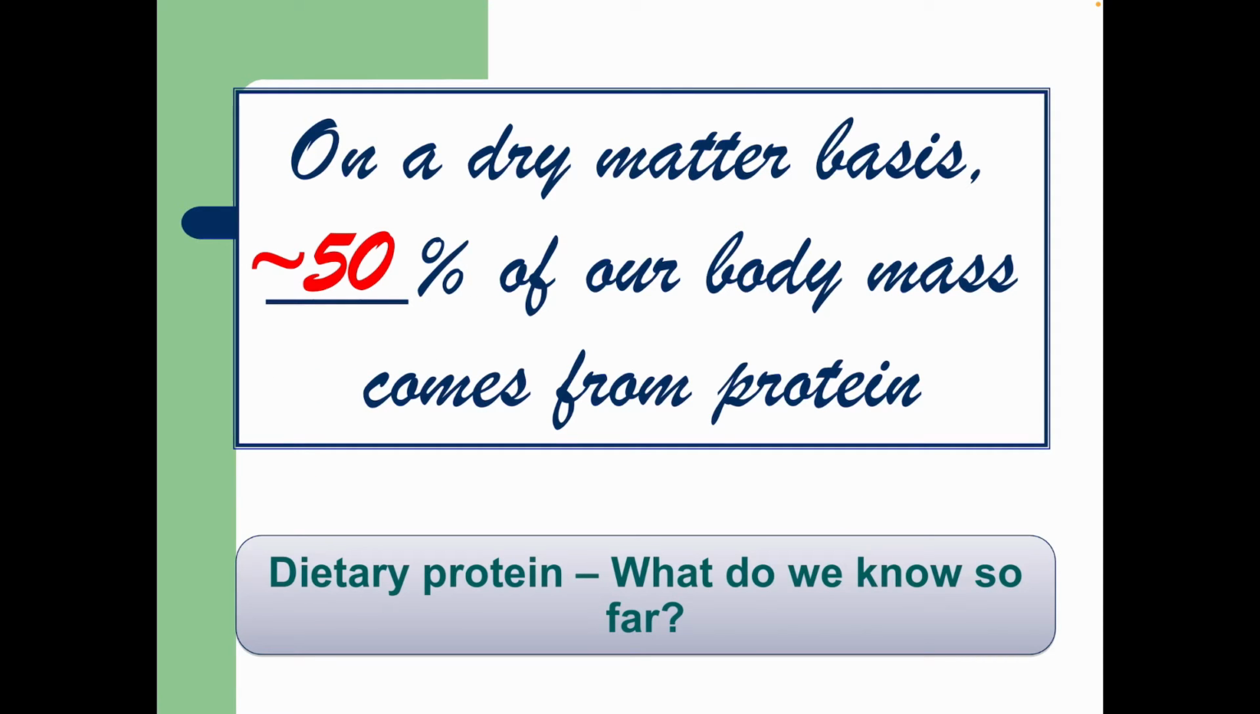So on a dry matter basis, approximately 50% of our body mass comes from protein. So as we know about DNA and RNA, the goal is to form proteins. And again, most of our body, around 50%, is made up of these proteins. So now we're going to discuss our dietary protein.